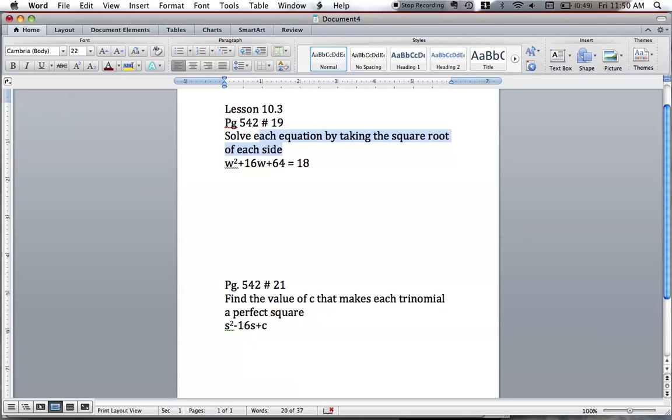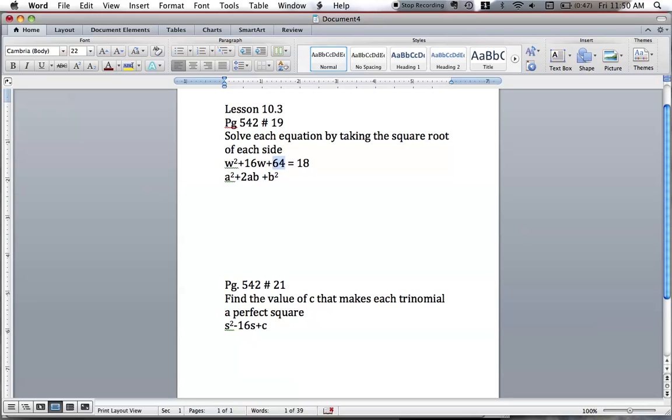The directions for 19 are: solve each equation by taking the square root of each side. The directions kind of help us determine that this is already set up as a perfect square trinomial, but we can check ourselves. We know it's a perfect square trinomial if it's in the form a squared plus 2ab plus b squared. In this case, our a squared would be w squared, and our b squared would be 64.